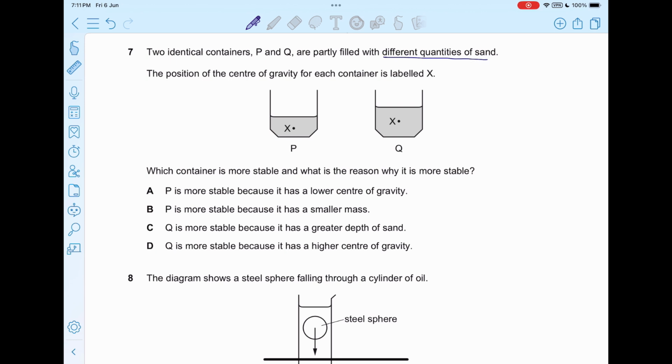Two identical containers, P and Q, are partly filled with different quantities of sand. The position of the center of gravity for each container is labeled X. Which container is more stable, and what is the reason why it is more stable? So stability depends on two things: the base and how high up the center of gravity is. In the picture, P has the lower center of gravity, and they both have the same base, so P should be more stable.